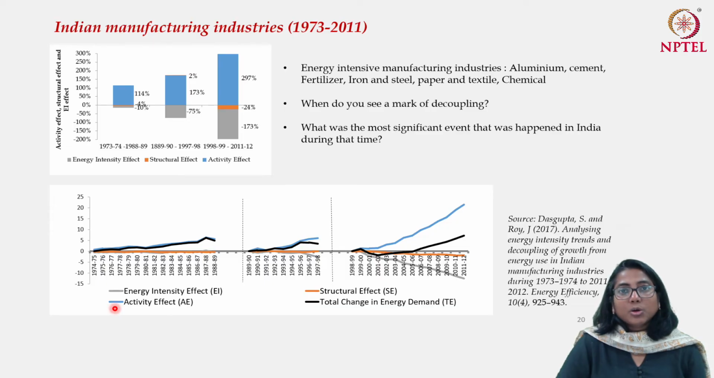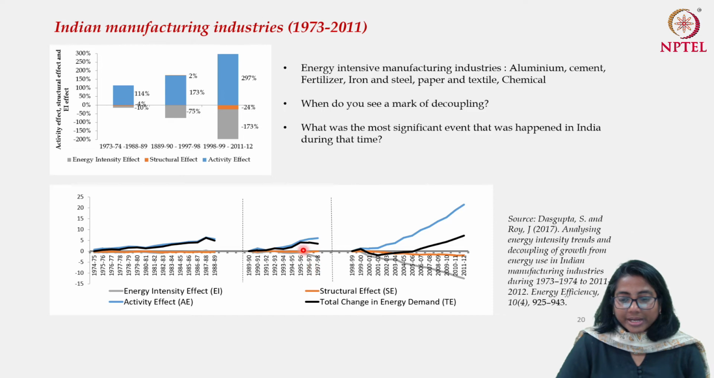Blue line captures the growth in energy demand due to increase in activity. So if you look at this period, that is 73, 74 to 88, 89, you see that this blue line and the black line, they are going hand in hand. So the entire growth in energy demand was due to the increase in activity. So there was no decoupling of energy demand from the activity growth.